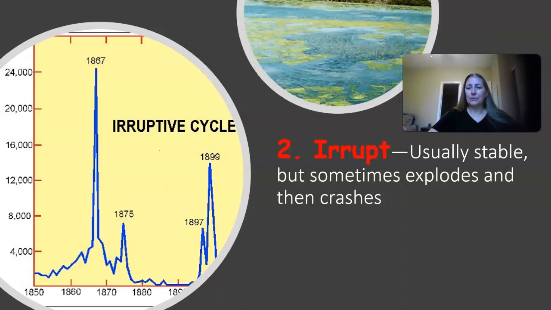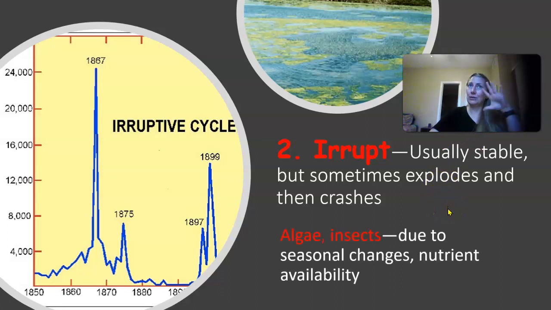A second type of population fluctuation is called eruptive, not erupt like a volcano. But eruptive is pretty much where you've got a huge population boom at one point in time. Looking at the graph here, you can see there were a few of them back in the 1800s. Can you think of an organism that exhibits eruptive patterns? Something like insects. Sometimes you get huge insect booms of population. Algae blooms can be eruptive as well. So that's an eruptive cycle or an eruptive pattern.